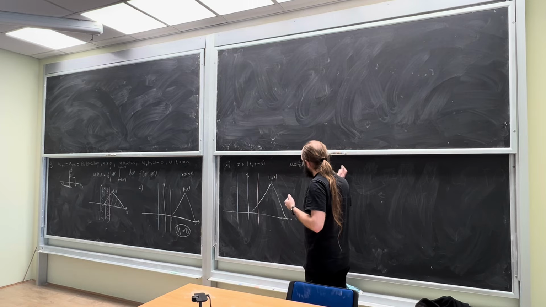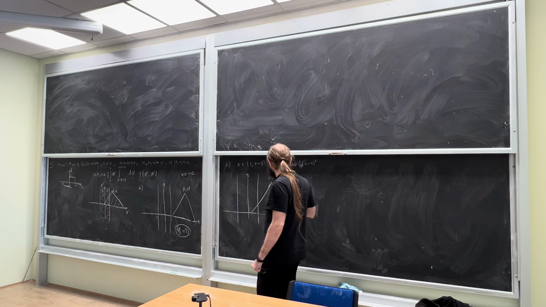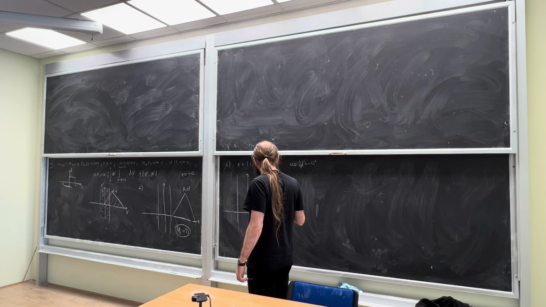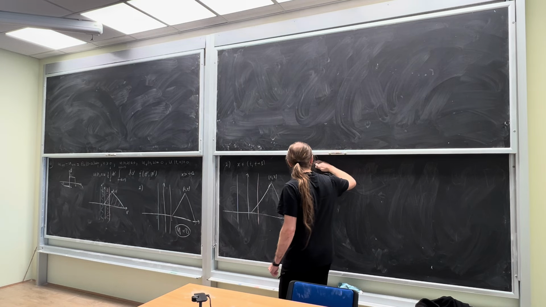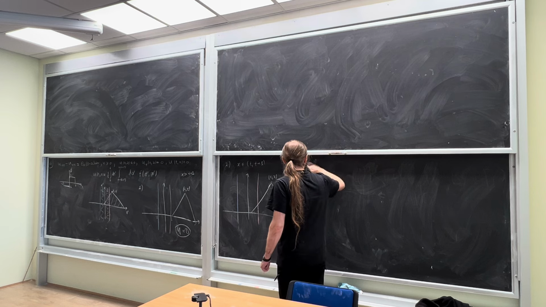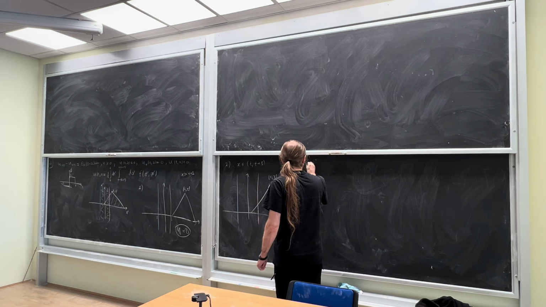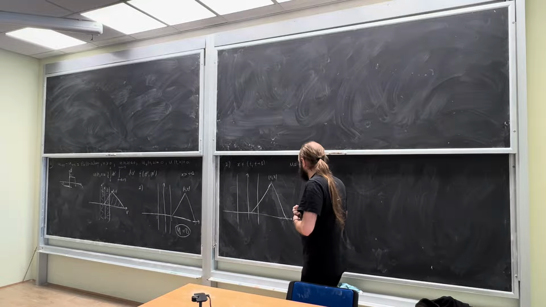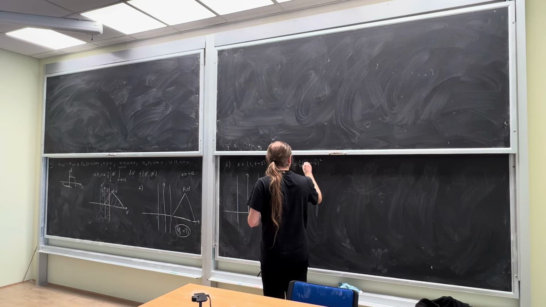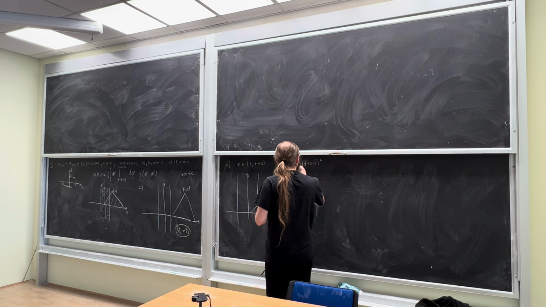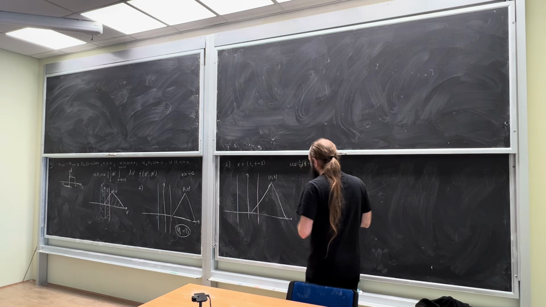It vanishes when x equals t plus 1. So it should be t plus 1 minus x, squared. Right? Yes.